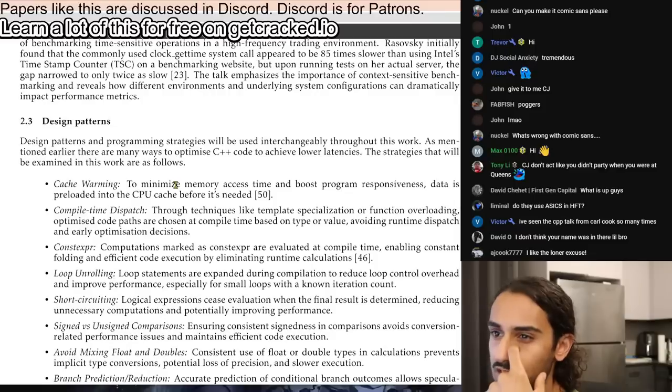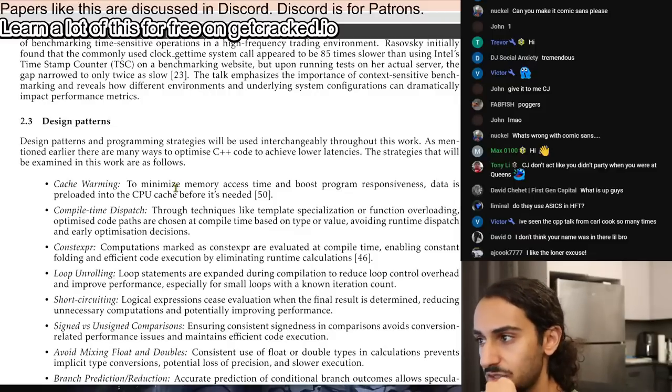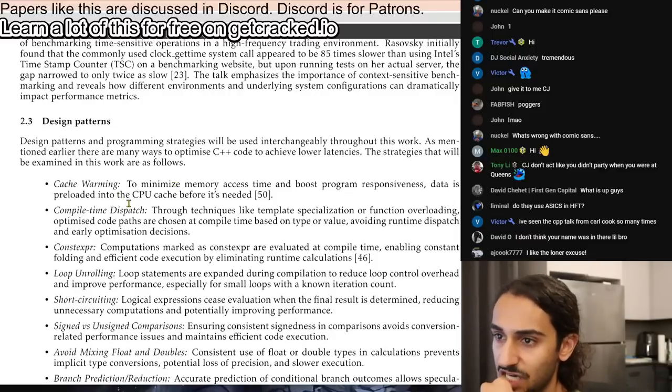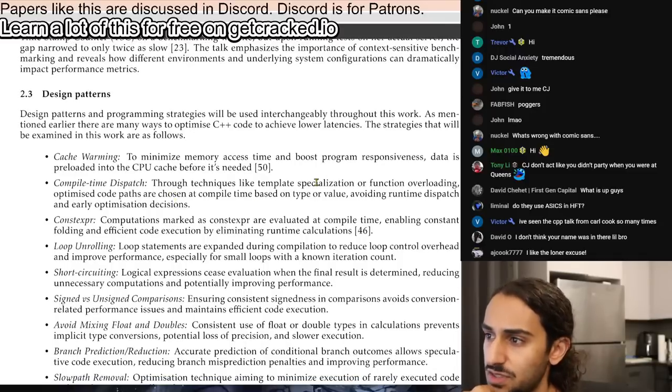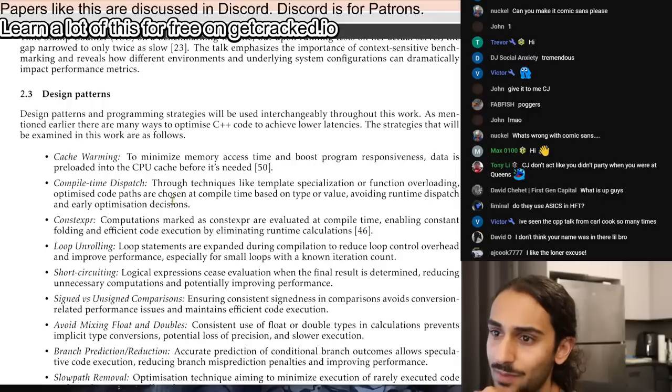Cache warming. To minimize memory access time and boost program responsiveness, data is preloaded into the CPU cache before it's needed. Compile-time dispatch. Through techniques like template specialization or function overloading, optimized code paths are chosen at compile time based on type or value, avoiding runtime dispatch and enabling early optimization decisions.